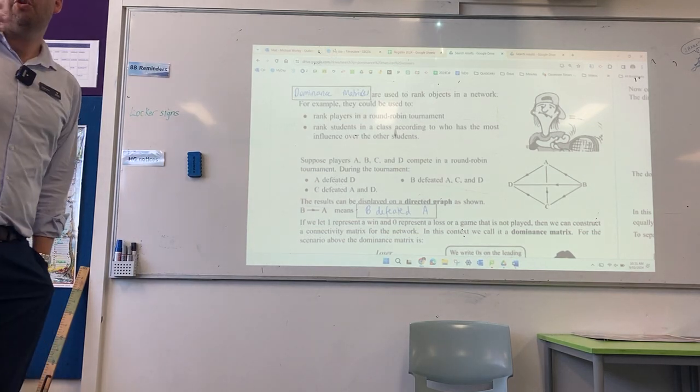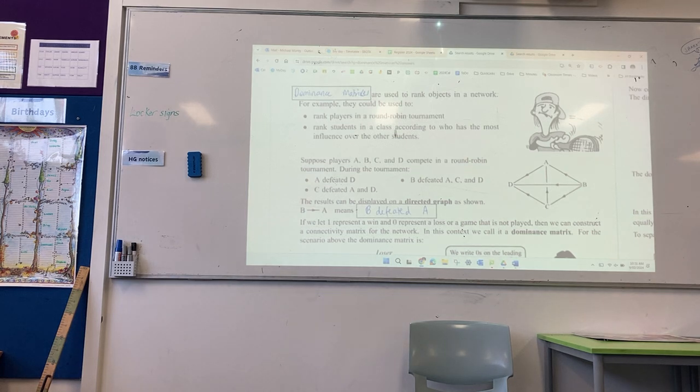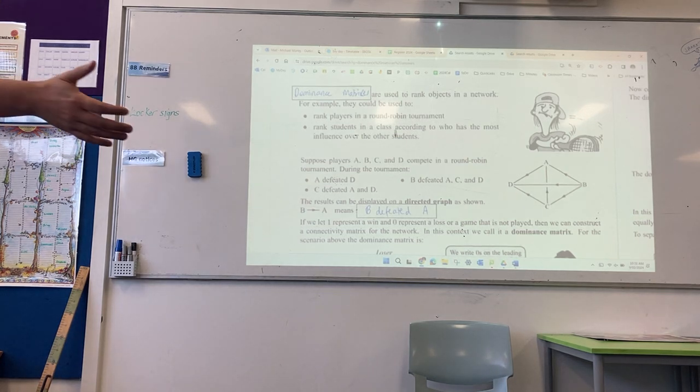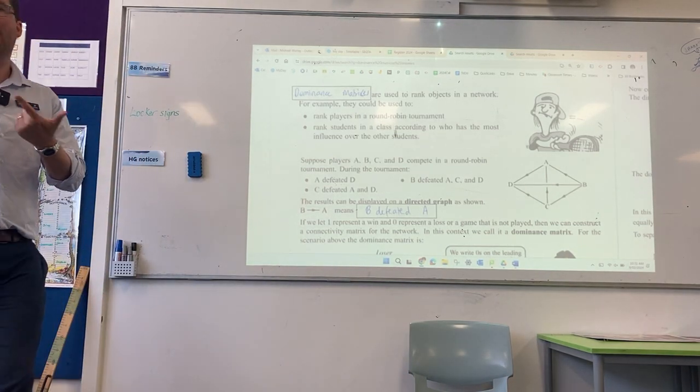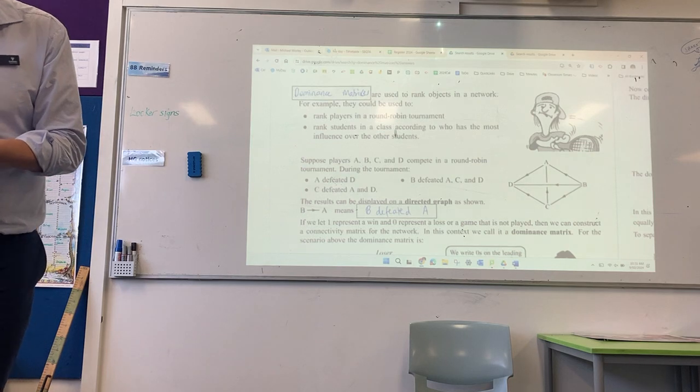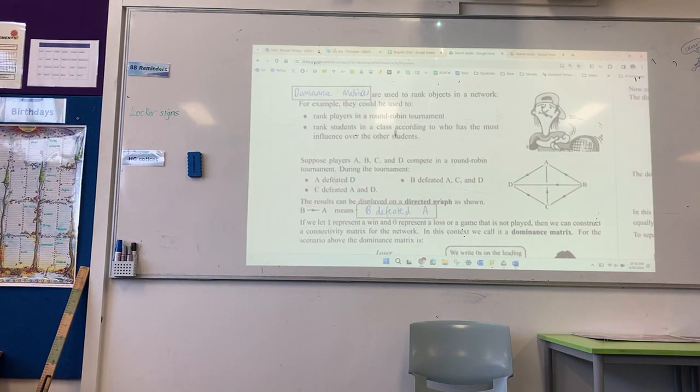So do you notice that the direction of the arrow shows who defeated them? This person defeated that person. All right? We're thinking of winners here. If we let 1 represent a win and 0 represent a loss, or a game that hasn't been played yet, then we can construct what's called a connectivity matrix for the network.